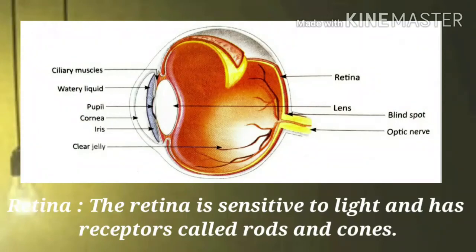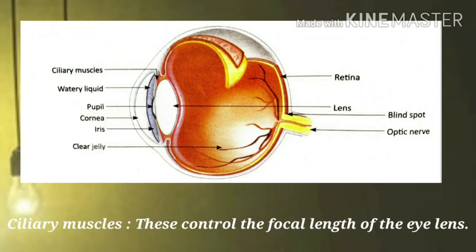So this is about retina, a layer at the back of the eye where image is formed and it is sensitive to light because of the presence of photoreceptors, rod and cones. They respond to light and generate impulse that can be read by the brain. The next is ciliary muscles. This controls the focal length of a eye lens.